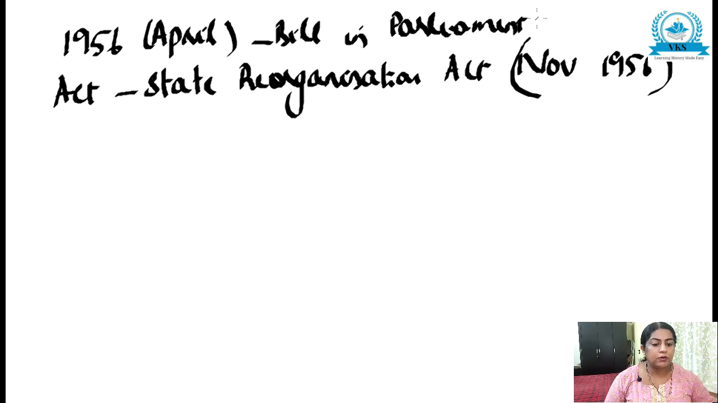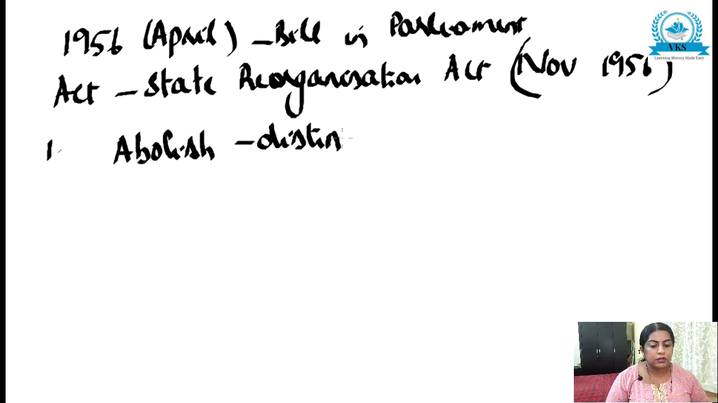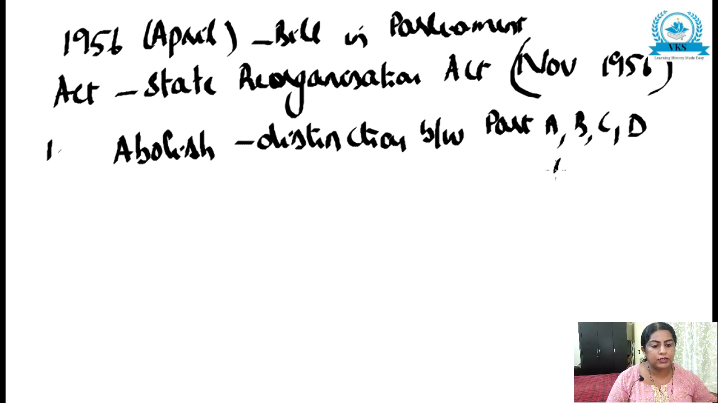And in November 1956, the State Reorganization Act was passed. Now, this act has some features, these things are to be included. So the first feature of the act was abolishing the distinction between Part A, B, C, and D states.